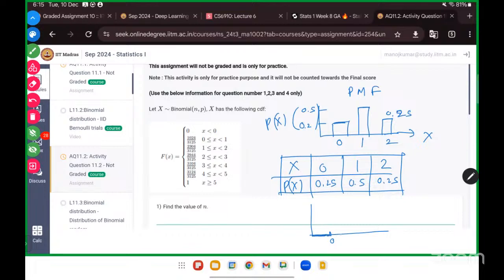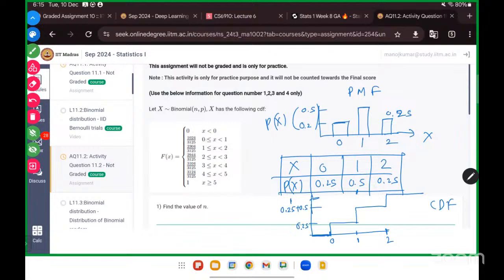Then from 0 to 1, this value is there, right? So summing up, this is 0.25. Then from 1 to 2, it's going to be a bump of this, right? So what is this value going to be? It is going to be 0.25 plus 0.5 from this, right? So summation, and finally you will have 1. So this is how you get the CDF. This is CDF. You sum the probabilities less than or equal to that value.